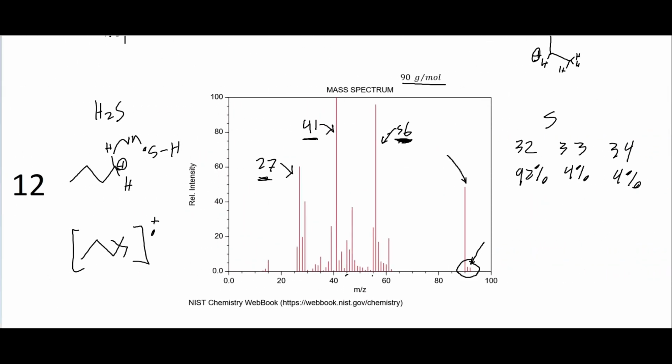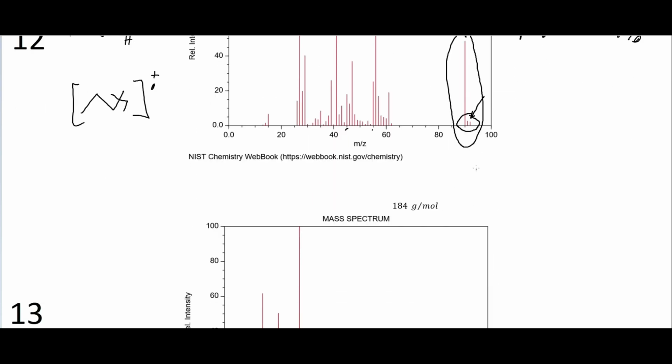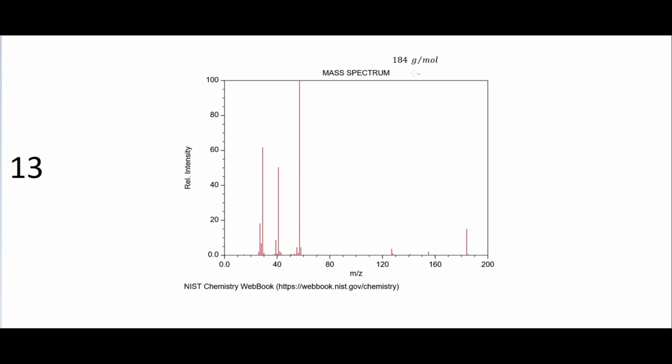So again, the thing to notice for that is that we have our M plus peak here with the M plus 1 and M plus 2 that are about 4% the size of it because of the sulfur isotopes. So the next one to look at down here has a 184 molar mass. It looks like that one is in fact showing up.